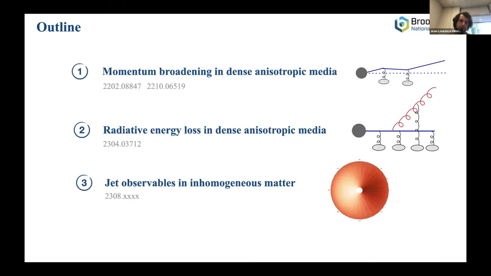So what I will explain today is how to do these calculations for all the processes that I mentioned before, and then I will show you some simple results for some standard jet observables using all of these calculations.